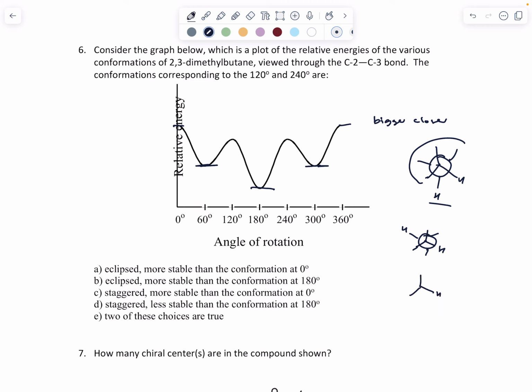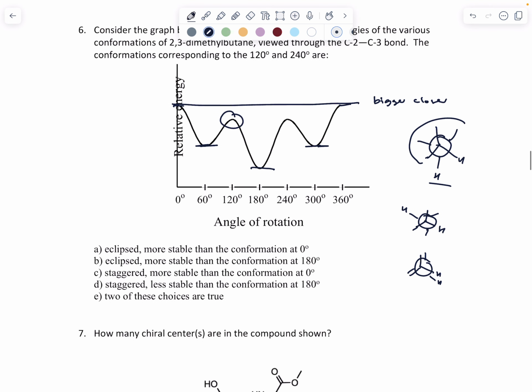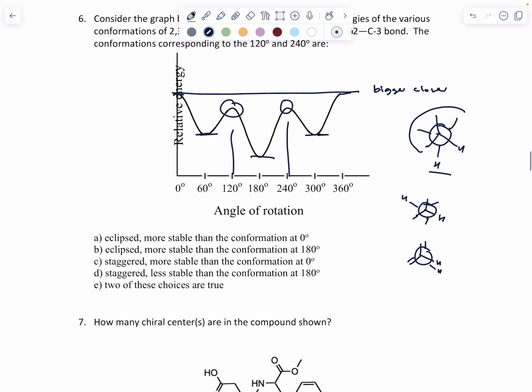So the highest energy eclipsed conformations is when the same groups are sitting right on top of each other. So those would be these, the two highest positions. So what's left at 120 and 240 are eclipsed, but not fully eclipsed.